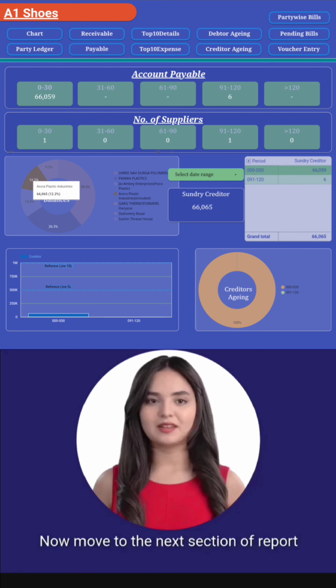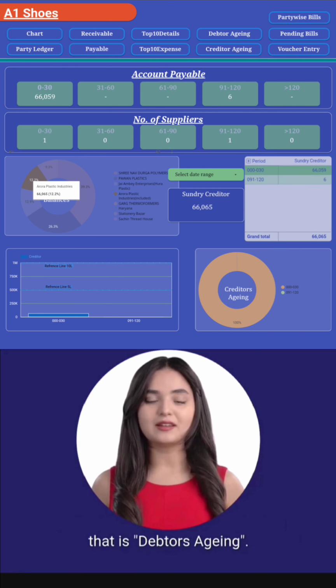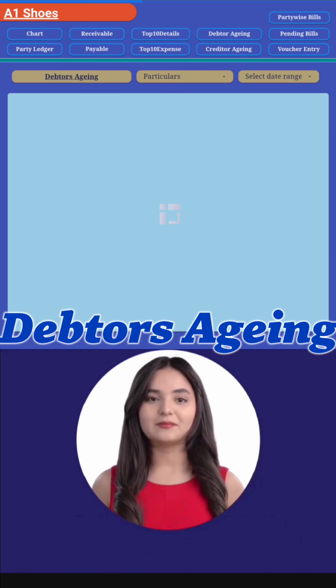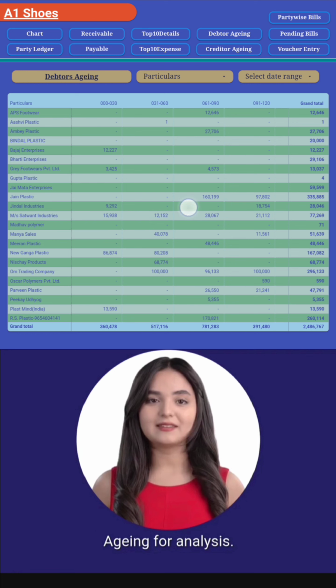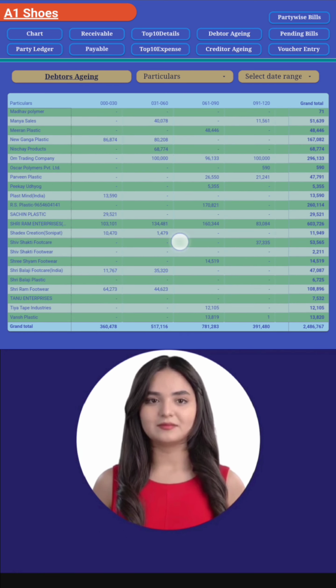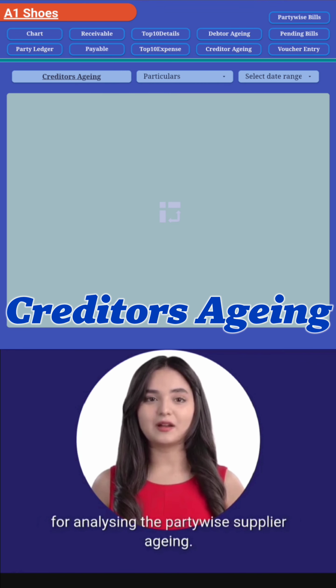Now move to the next section of report, which is related to the receivable report, that is debtors aging. This section contains the Partywise table of aging for analysis. Same as that, a creditors' aging report will be there for analyzing the Partywise supplier aging.